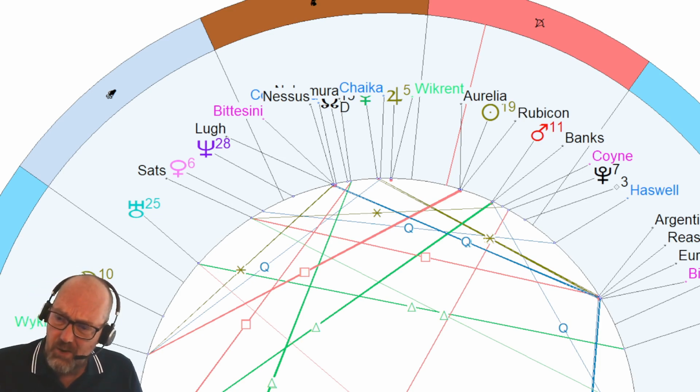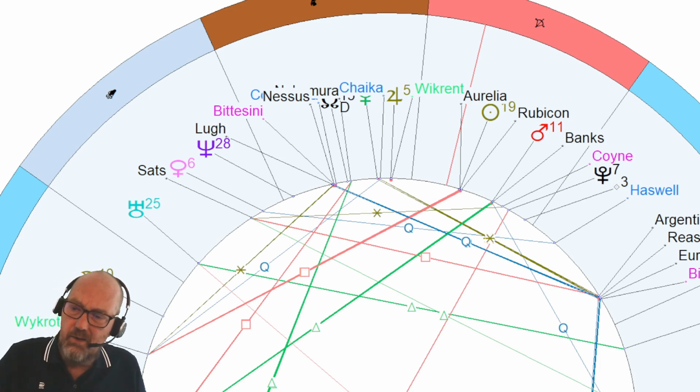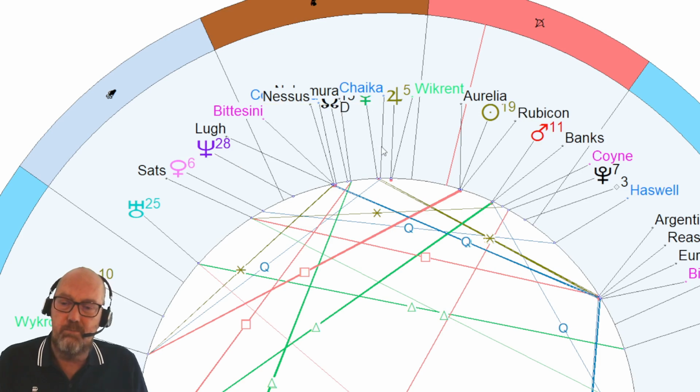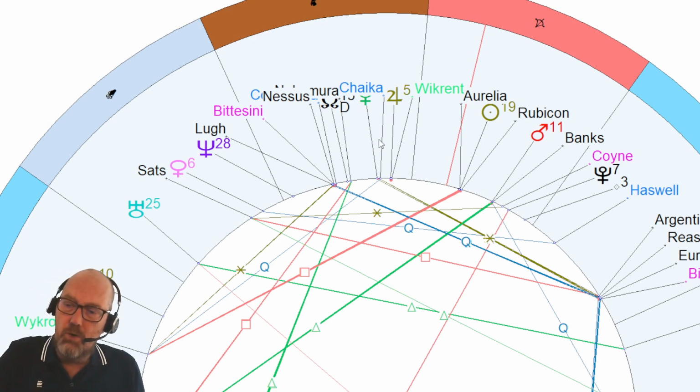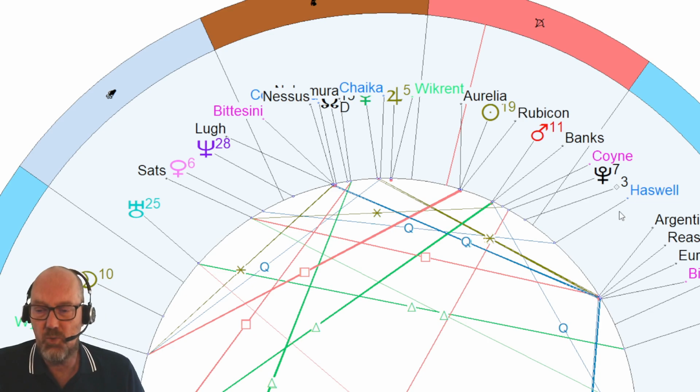I should say something about the colors, by the way. Sorry. Coin, and you see here Bittesini, for example. The pink color refers to the most important asteroids for Bitcoin. The blue ones, like here Chai-Ka, which is referring to chain, and Haswell, which is referring to hash rate. These are the more technical aspects of Bitcoin, under the hood.